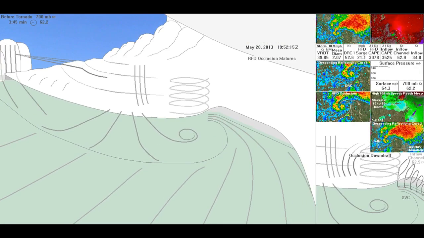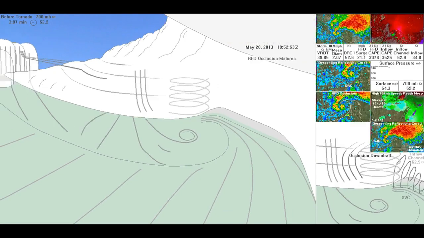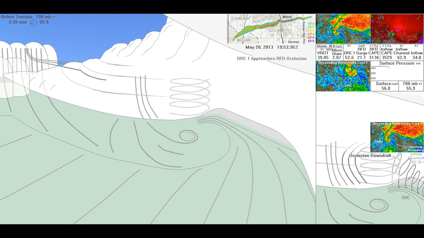And if we look at the lower right-hand insert here, we can see that the DRC is in the lighter gray on the left side of the insert, on the lower right of your image.